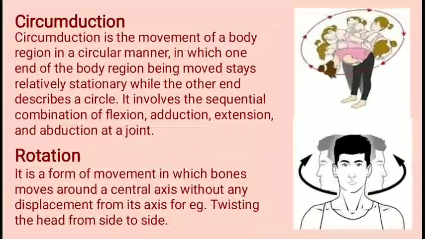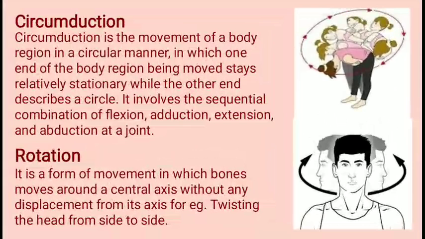One end of the body remains stationary. For example, the legs: in the picture you can see the legs are in a stationary position. From the waist part it is stationary, while the other end describes a circle, and you can see the upper part used to describe the circle. So it is considered as circumduction.